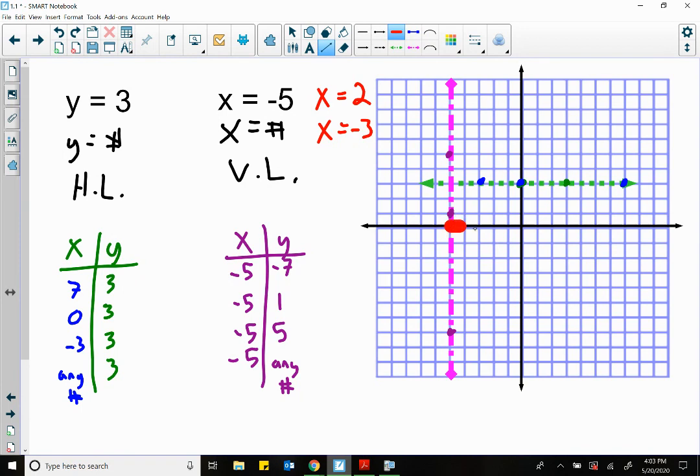So -5, there's my horizontal line, because you think that x equals a number is horizontal. Here is my x equal 2. Okay. Here is my x equal -3. So that means all three of those lines lie on the x-axis and are actually the same line. Are all three of these lines really the same line? No. Okay. All three of these lines are not the same line.